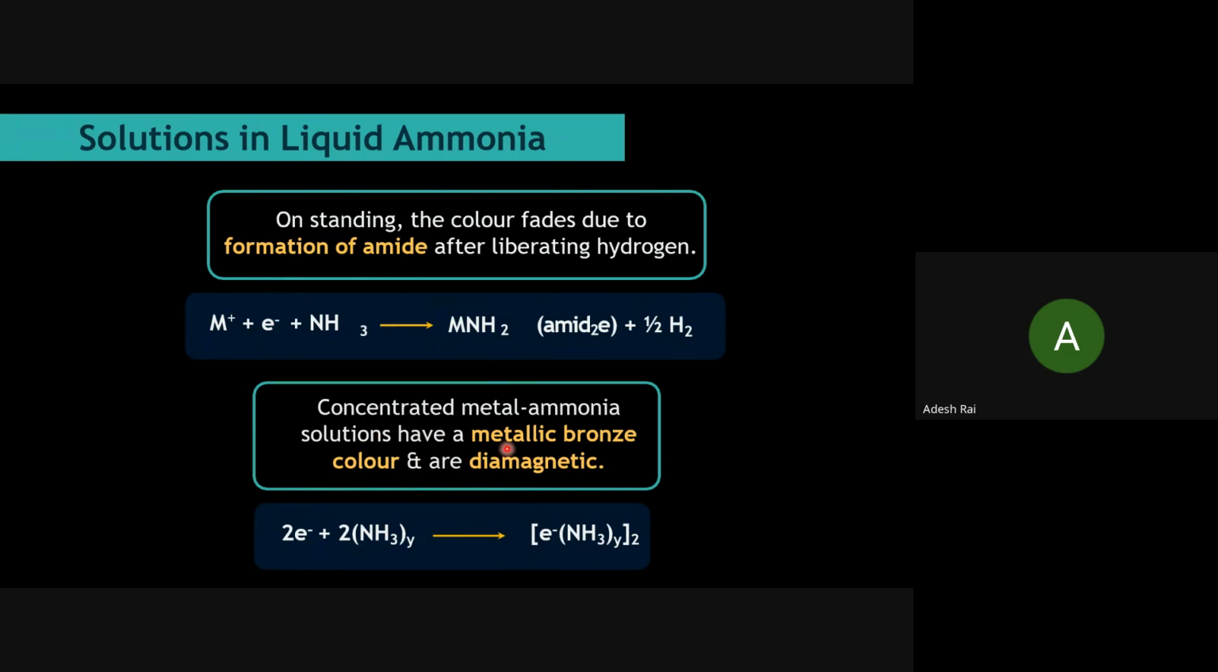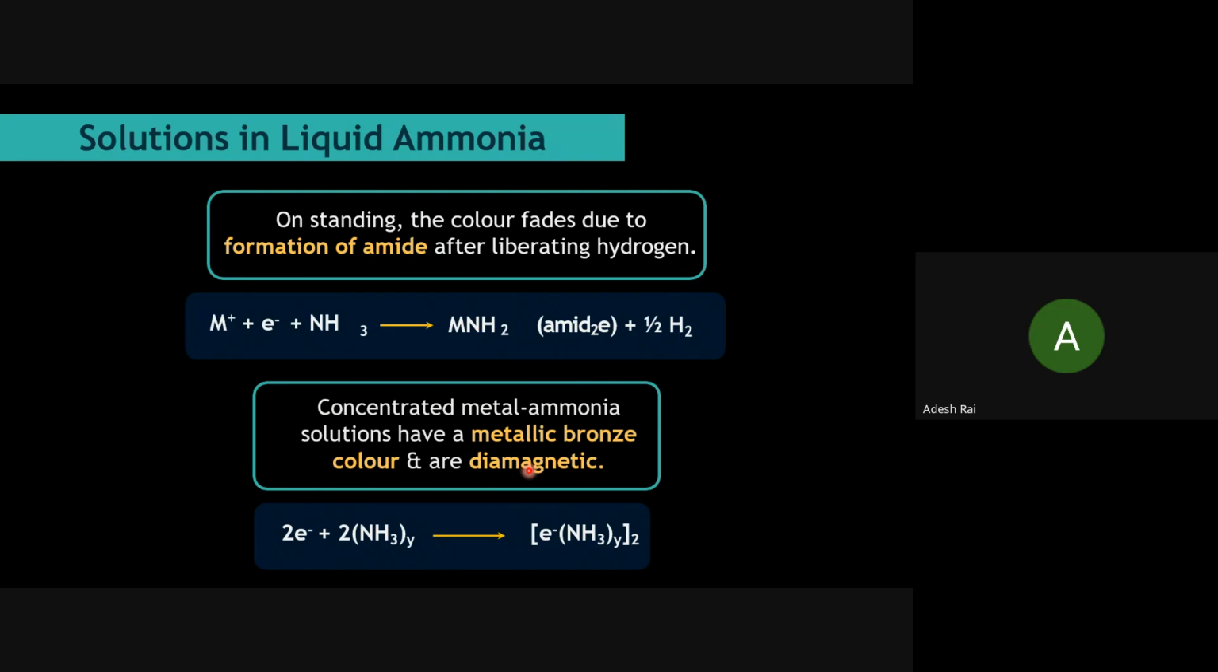Now, very important point. Concentrated metal ammonia solutions have a metallic bronze color and are diamagnetic. This line is very important. Why are they diamagnetic? Because the electrons undergo pairing. After standing for a long time, the electrons undergo pairing with each other, and hence there won't be any unpaired electron. They will be paired electrons. Unpaired electrons are called paramagnetic, but there are no unpaired electrons, so it will be called diamagnetic.